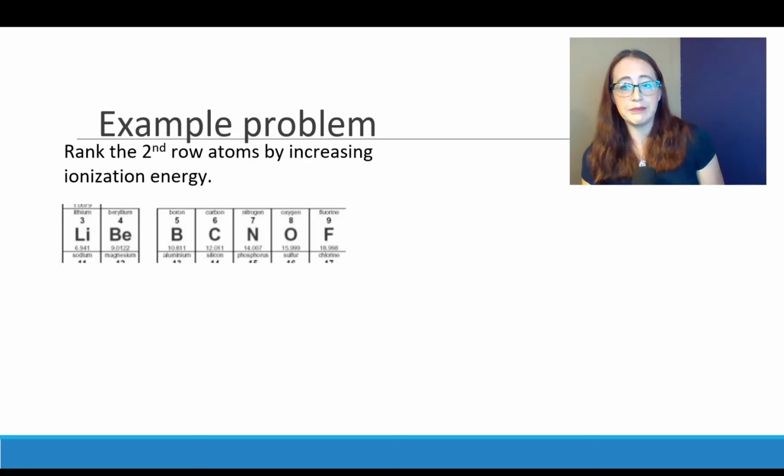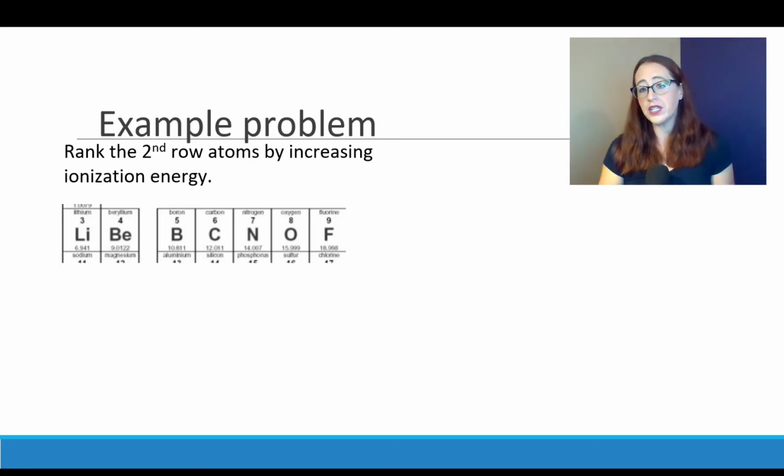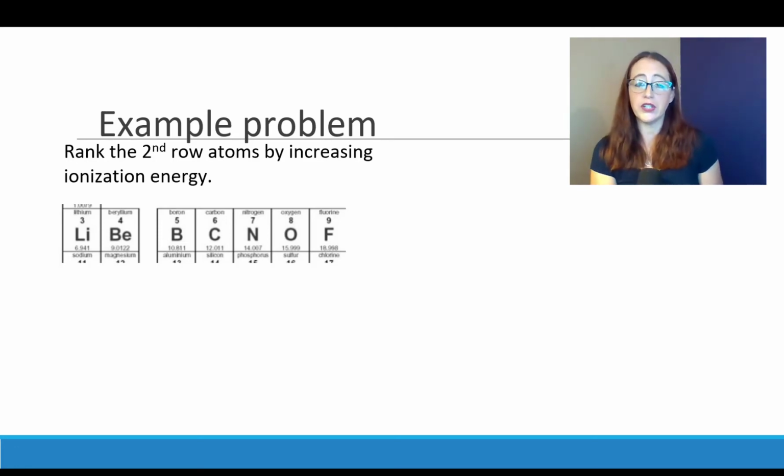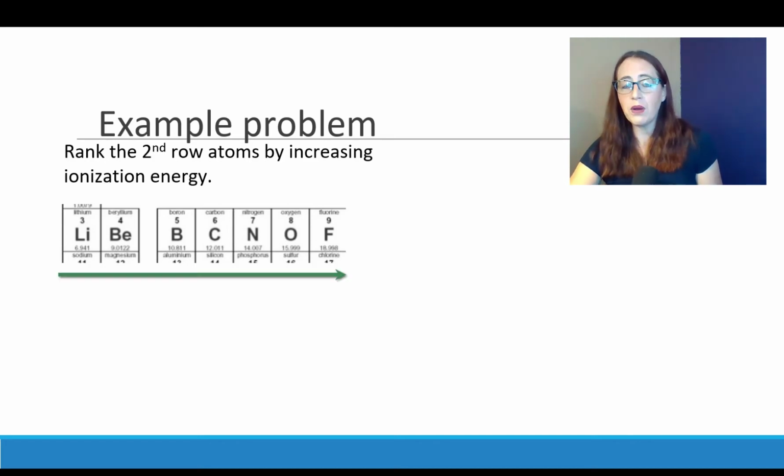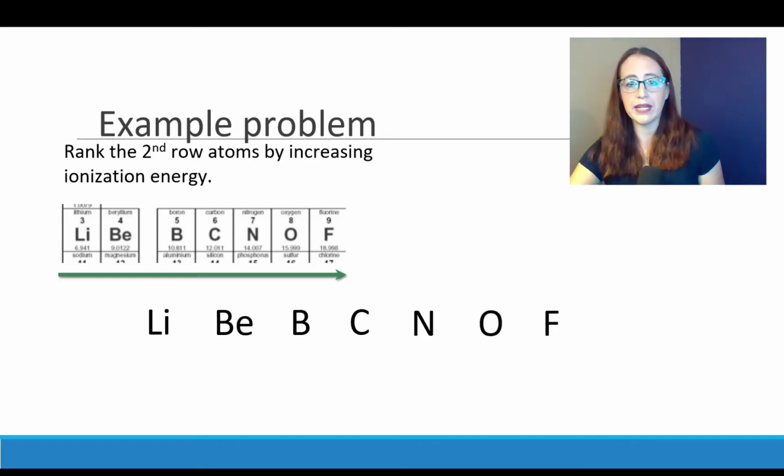Let's do an example problem. We know that the trend for ionization energy increases from left to right. I want us to rank the entire second row by increasing ionization energy. Now, let's say there wasn't any exceptions. What we would do is we would just rank them in order, right? We would rank them like this. And this is sort of the most common wrong example, where when people are ranking anything within a row, they forget about the exceptions and they just rank in order of the trend.